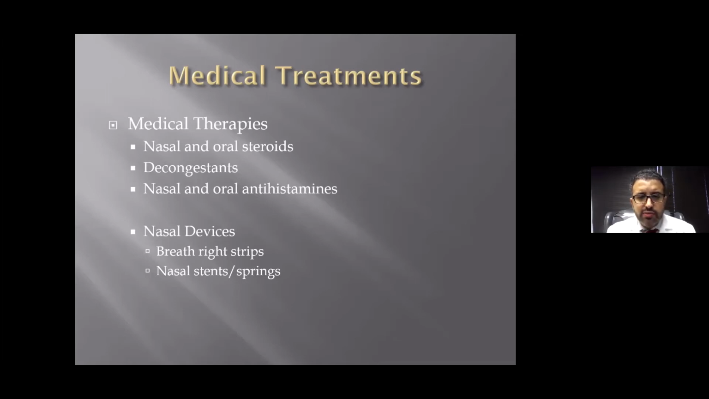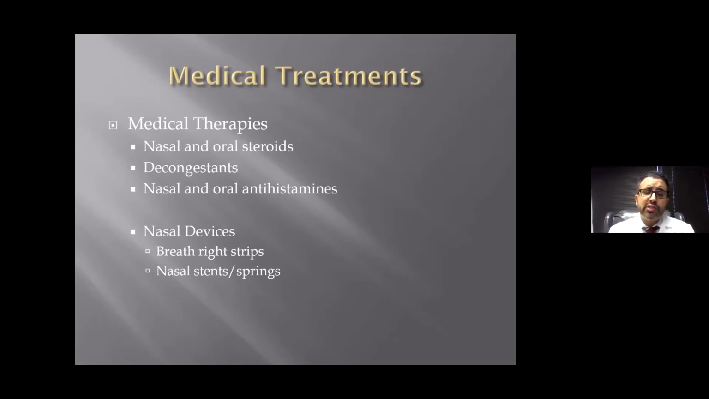Nasal and oral antihistamines. These can either be nose sprays that contain an antihistamine, or pills like Benadryl, Zyrtec, Claritin, Allegra, Xyzal. They all work about the same. The nasal steroid helps more with the swelling. The antihistamine helps more with the itchiness. And so they work synergistically together. So most patients that have mild to moderate disease will be on both an antihistamine, either a pill or a spray, and a nasal steroid.